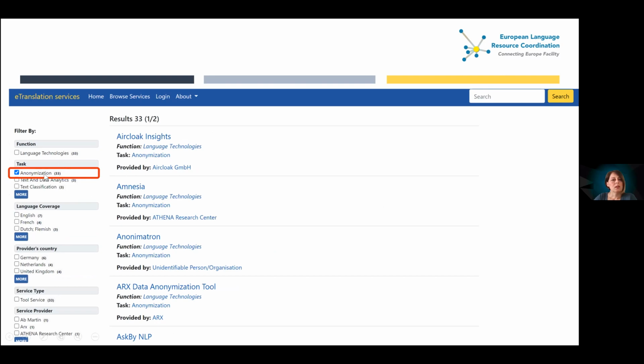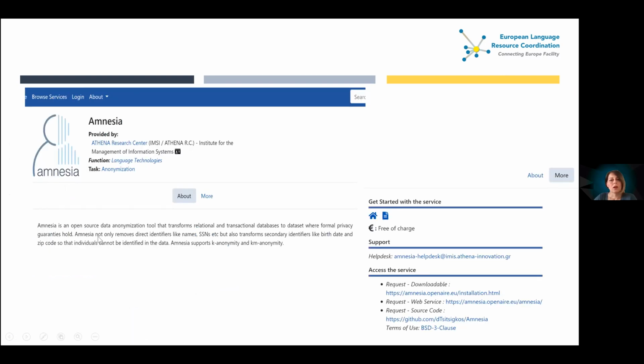Now, in our case, I have selected for task anonymization. So 33 tools are currently listed in this catalog. Each of them has a very short description of what it is, some basic information, whether it is free of charge or proprietary, how you can access the support of the tool or service, and how you can download it if it is available as a Dockerized software, if it is available as a web service, or if the source code is available and under what license.